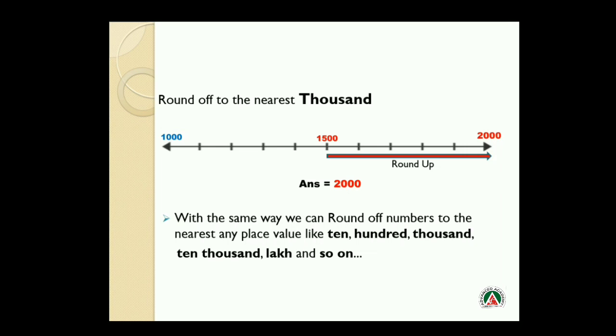So in the same way we can round off a number to the nearest any place value, like 10, 100, 1000, 10,000, lakhs and so on.